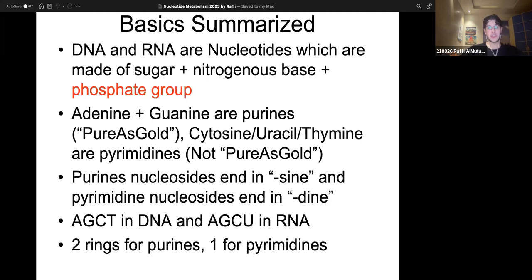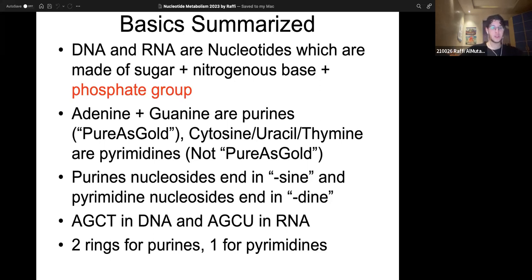Then we have the purines and pyrimidines. So the purines are adenine and guanine, and the mnemonic for that was pure as gold. But then we also have cytosine, uracil, and thymine. These are pyrimidines. And honestly, they're just not pure as gold. I know there's a cut the pie mnemonic for them, but if you know that adenine and guanine are the pure as gold purines, then you know the rest are going to be pyrimidines.